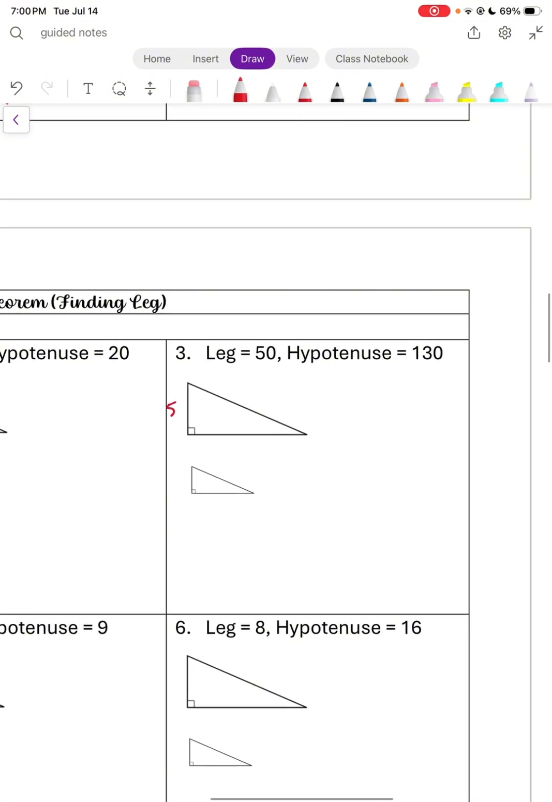If one of our legs is 50 and the hypotenuse is 130, this is also going to be a triple problem. We can divide each of those by 10. That gives me a 5 and a 13, which would be a 5, 12, 13. Since I divided by 10, multiply back by 10, and that gives me 120 for my third side.